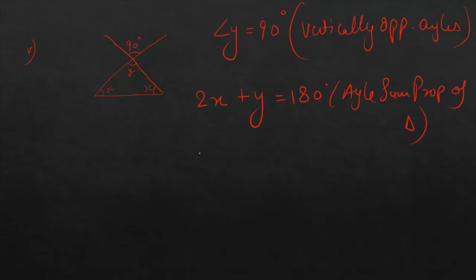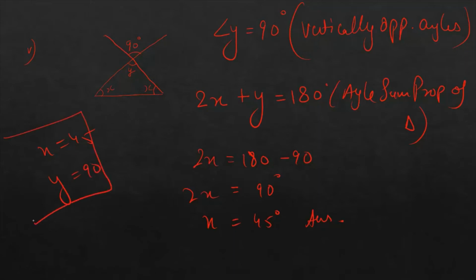Right? So 2x is equals to 180 minus 90 because the value of y is 90. So 2x is equals to 90 degrees, x is equals to 45 degrees, and that's the answer. Angle x is equals to 45 degrees and angle y is equals to 90 degrees, that's the final answer.